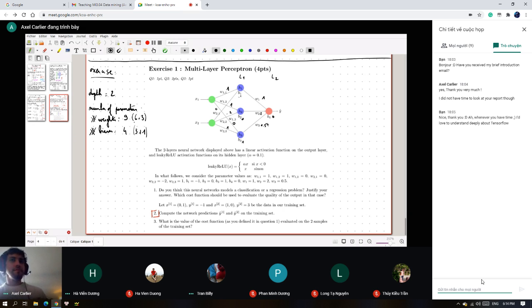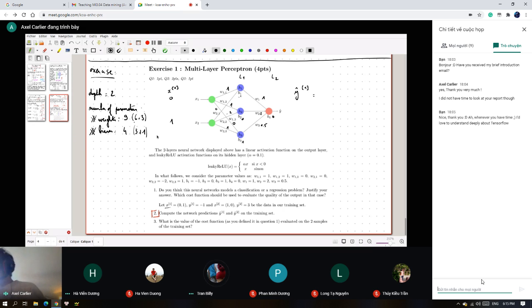Now, we will take two inputs, x1, which is (0, 1), and x2 equals (1, 0). The question is, if you input (0, 1) into this network, what is y hat 1? And same question with (1, 0) for x2.